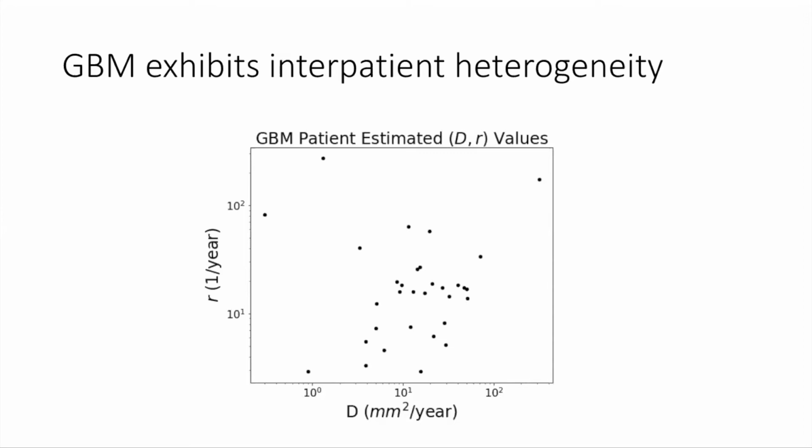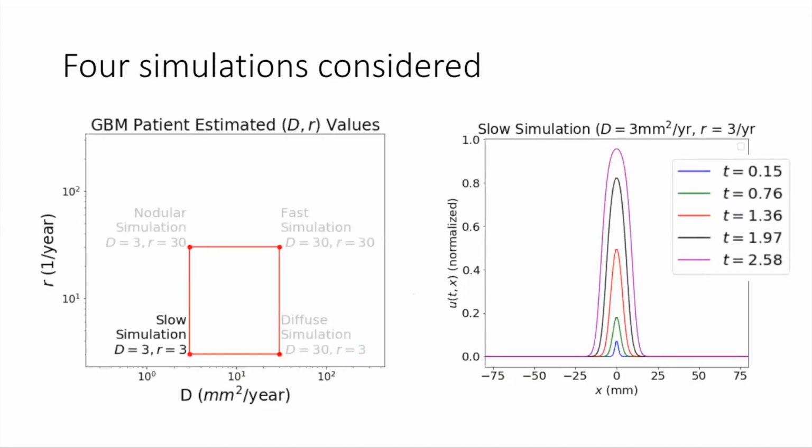To first capture the mean trend of the population, we're going to focus in on this red rectangle given here, as it captures the main trend in the glioblastoma population. And to start off with, we'll focus on the 4 corners of this rectangle, where in the bottom left corner, we have a slow simulation where the rates of diffusion and proliferation are small. And in the simulation of the Fisher-Kolmogorov equation at these parameter values on the right, we see that we start with a small bump in blue and eventually it develops into the magenta curve at the final time point.